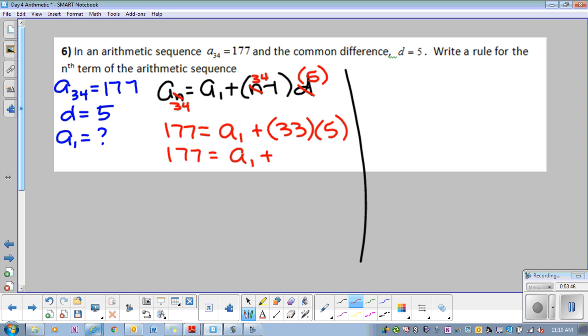Oh, you multiply? 165. Yeah, it should be 165. Right? Just change it right now. You're good. If you made a mistake, do you see where? Be careful. It's n minus 1. So you got to subtract the 1 there, which is 33, and then it multiplies the 5. Okay? So then now we have to subtract 165.